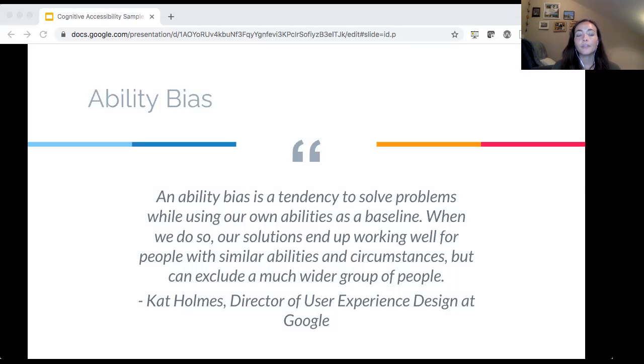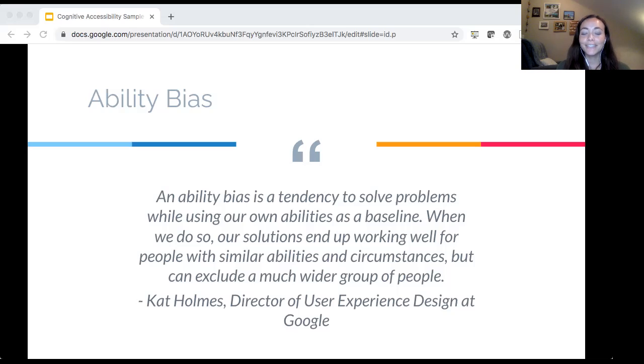So technologies often perpetuate these mismatches in human interactions, creating what we call points of exclusion. And so by identifying these points of exclusion, we can then generate new ideas and solutions to further inclusion. So one helpful way to identify who is being excluded is to think about ability bias. An ability bias, according to Kat Holmes, is the tendency to solve problems while using our own abilities as the baseline. When we do this, our solutions end up working well for people with similar abilities and circumstances, but can exclude a much wider group of people.